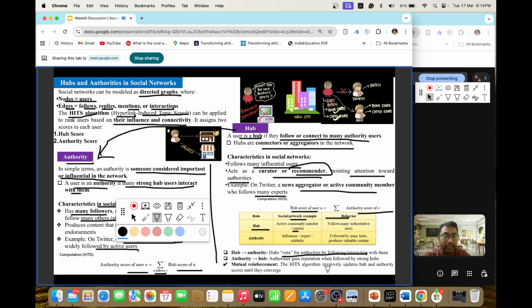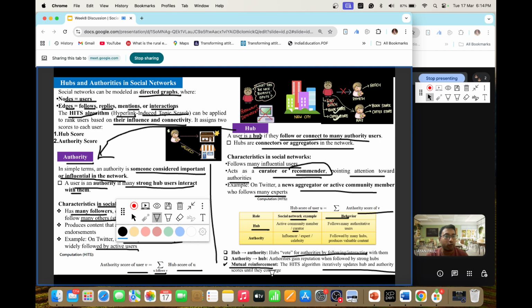So again I am repeating: hubs follow authorities, and hubs vote for authorities by following and interacting with them. Authorities gain reputation when followed by strong hubs. So a hub will follow an authority, and an authority will gain reputation when it is followed by hubs. So there is a mutual reinforcement. The HITS algorithm iteratively updates hub and authority scores until convergence happens. So this is the whole thing about hubs and authorities.